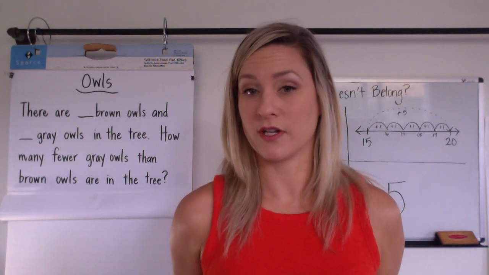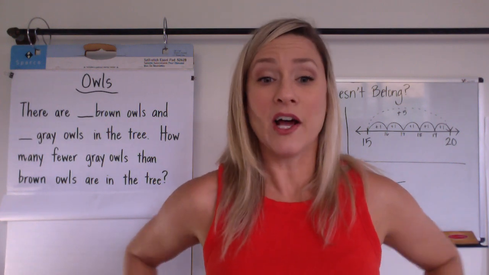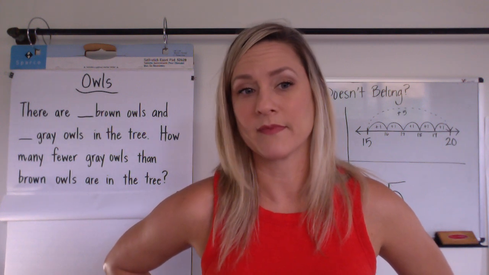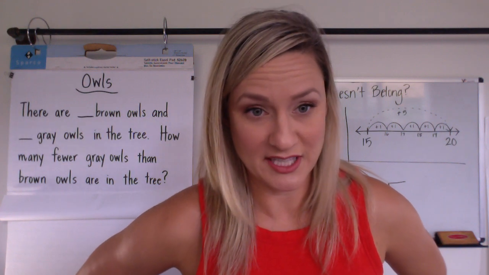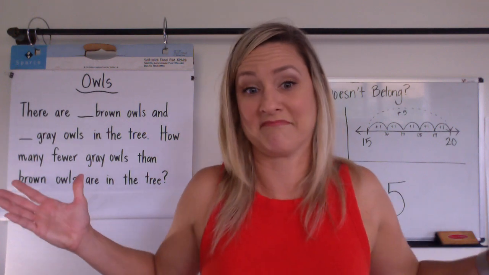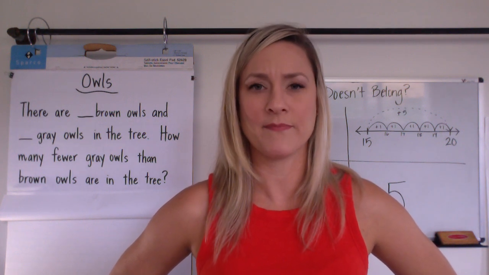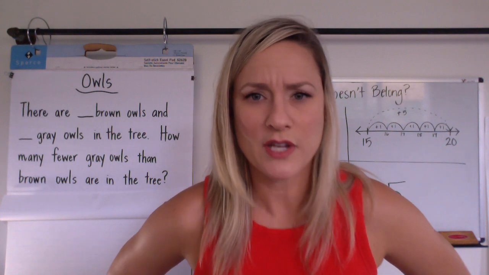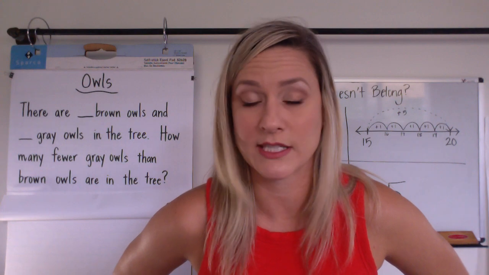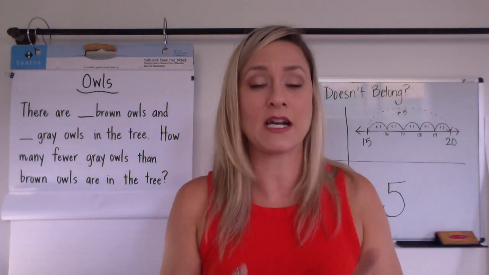Okay, so I know for sure there are going to be some gray owls and brown owls. Do you know that for sure? And I also know for sure we're going to find out how many brown owls and gray owls there are in the tree. I also know for sure that there are going to be fewer gray owls than brown owls. So we're trying to figure out how many fewer gray owls are there than brown owls? Did you get the picture in your head? It's the most important part. Mathematicians are really just artists because we're just drawing pictures in our minds and solving things, right? So really stop to imagine.